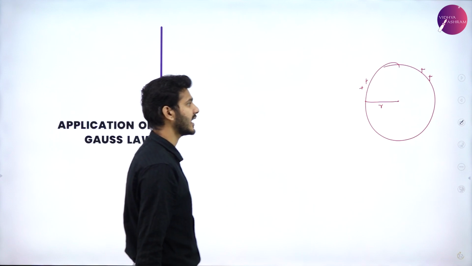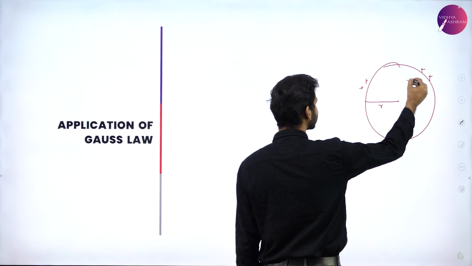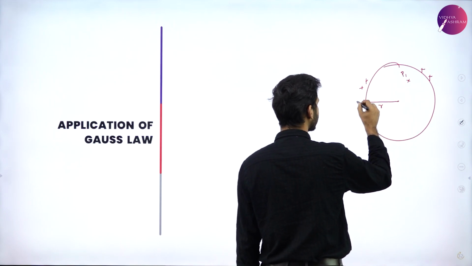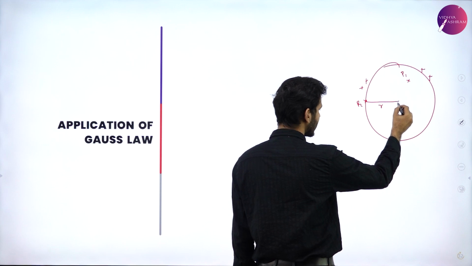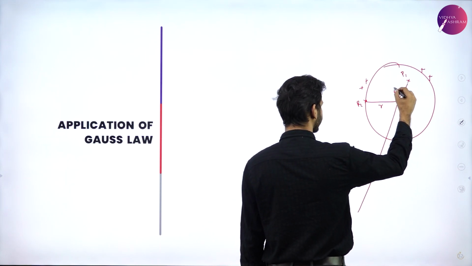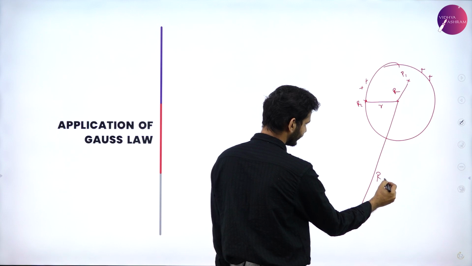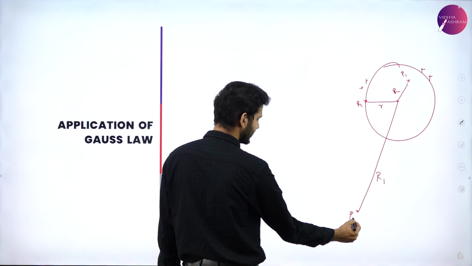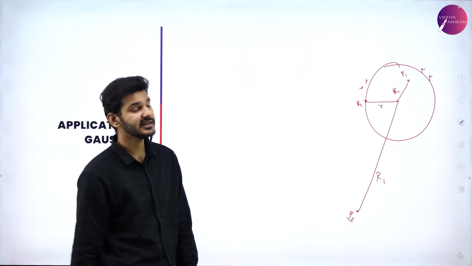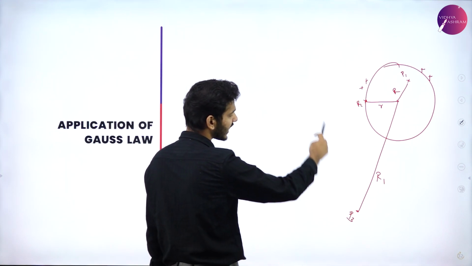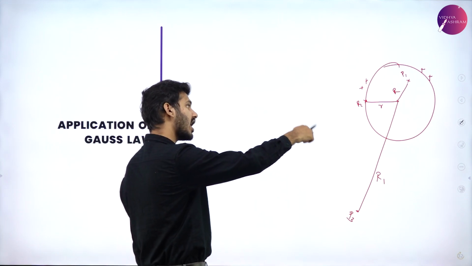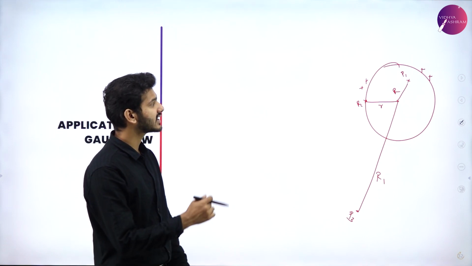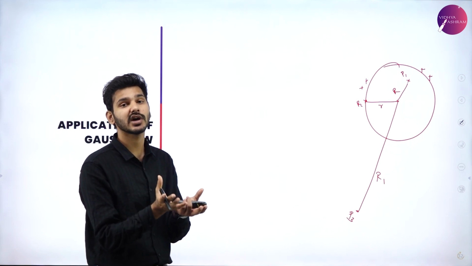So my question is, what will be the electric field at point P1 inside, at the surface point P2, and outside the sphere at point P3? What will be the electric fields at the points P1, P2 and P3 if the distances are r, capital R and capital R1 respectively? So we are going to find out what is the electric field due to a uniformly charged sphere.